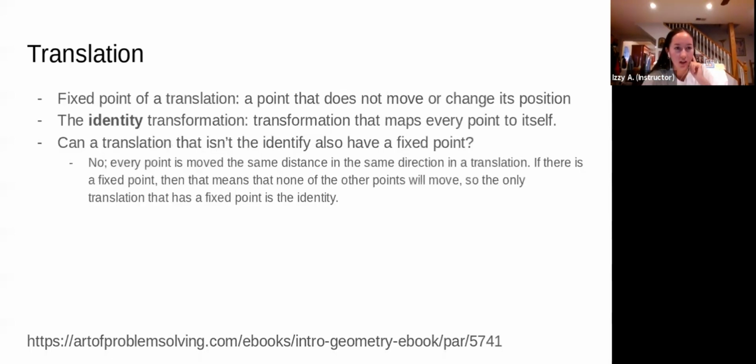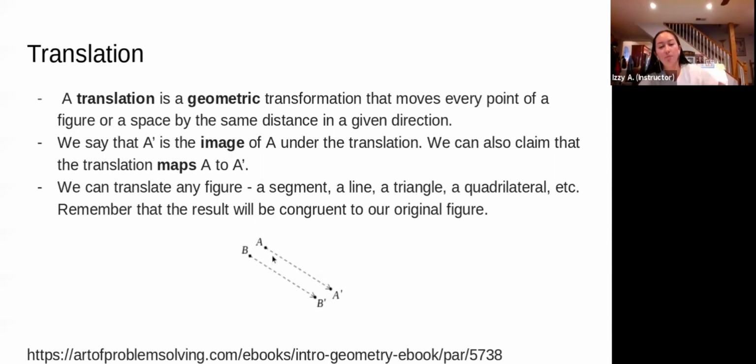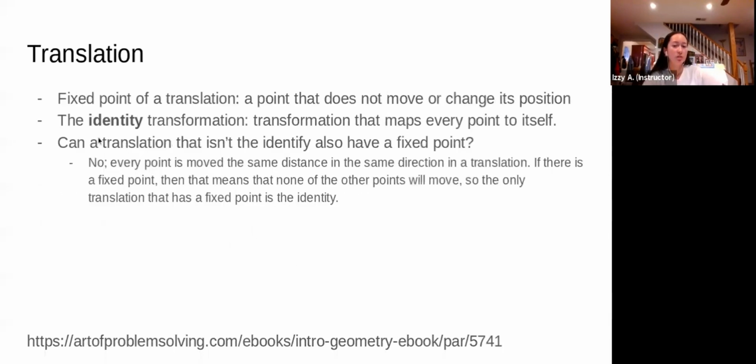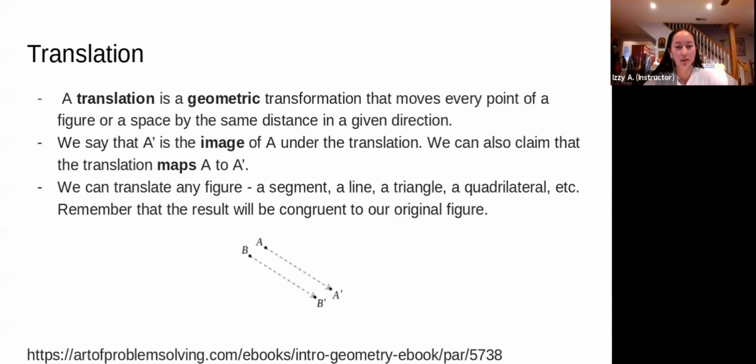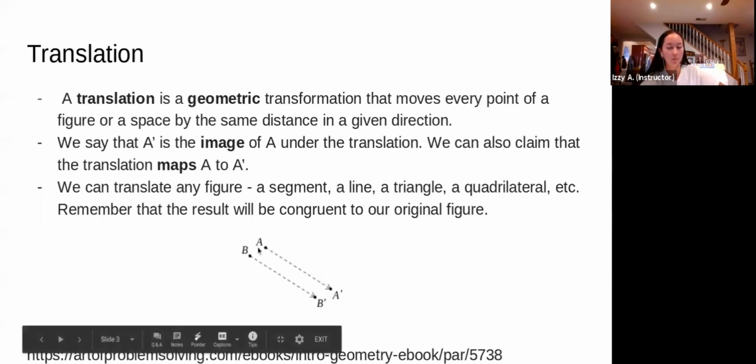All right. So a fixed point of a translation is a point that does not move or change its position. So if we go back, we can use this example. Let's say that point A was a fixed point, so that means that it wouldn't move at all. So the translated image would actually still be at point A. So the identity transformation is a transformation that maps every point to itself. And that's basically what we were talking about when we were saying, oh, point A doesn't move. That's a fixed point, therefore it stays at point A.